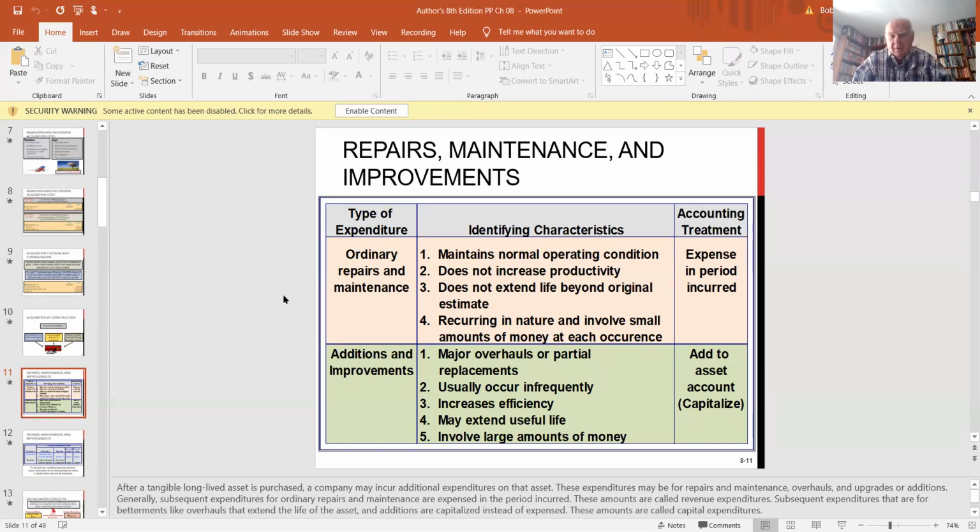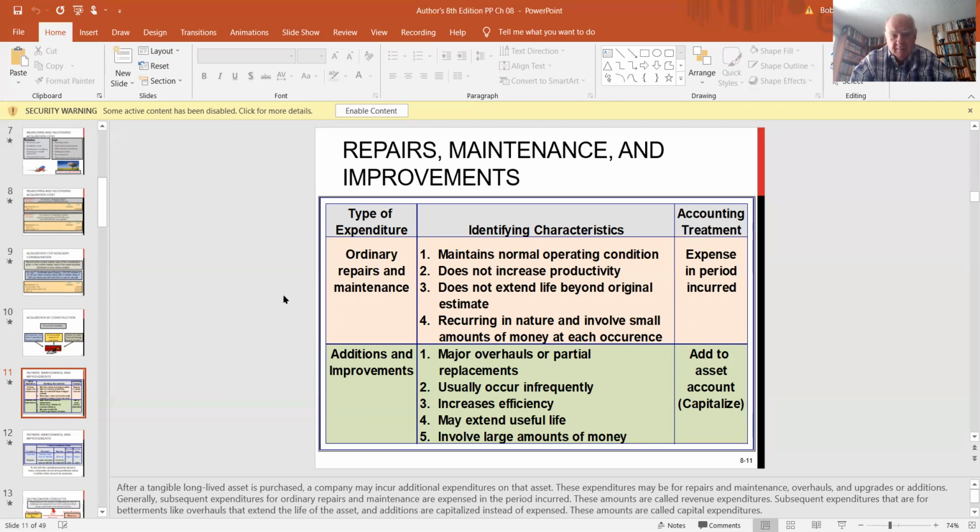You buy a new car. Well, you're going to have to change the oil every 3,000 miles. That's just ordinary repairs and maintenance. You rotate the tires every 25,000 miles. Ordinary repair and maintenance. That's an expense. You would debit car expense or repairs expense.